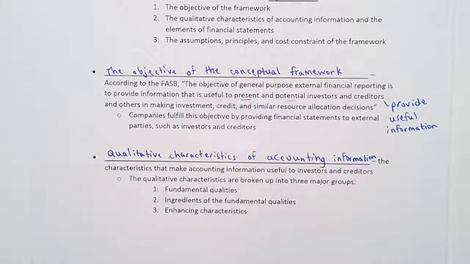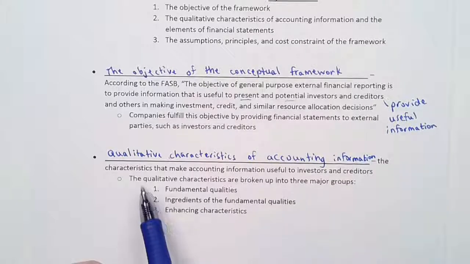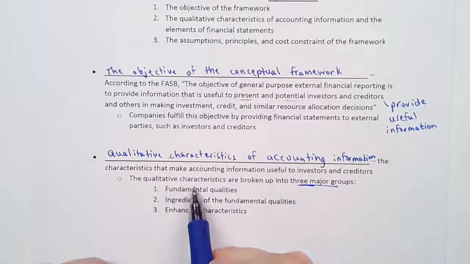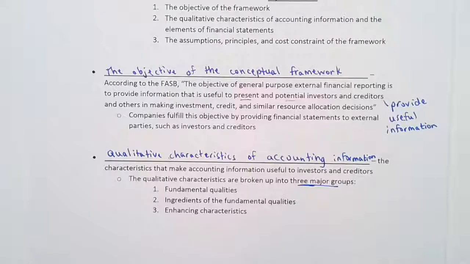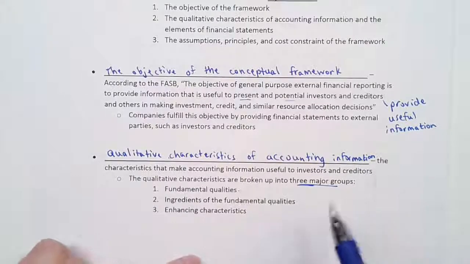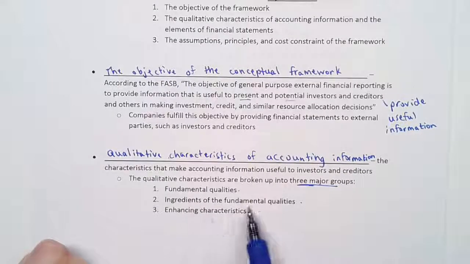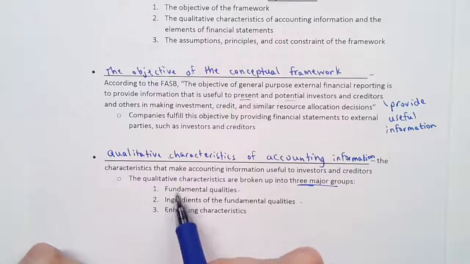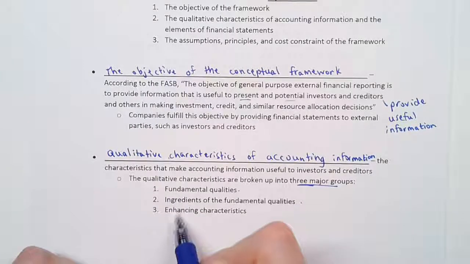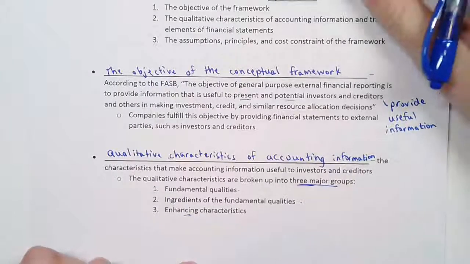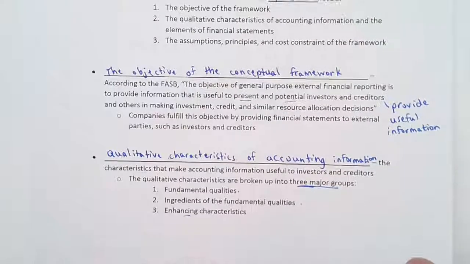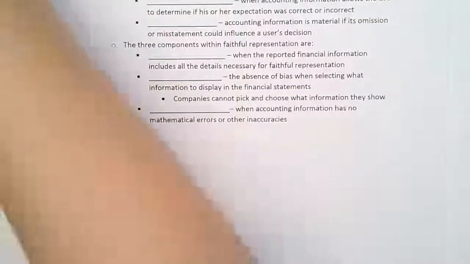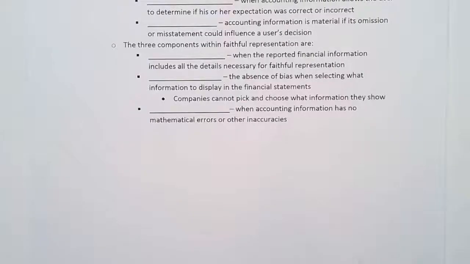Basically, there are three main groups. We have three major groups of these qualitative characteristics. The first is the fundamental qualities. Then we have ingredients of the fundamental qualities, basically a subcomponent of the fundamental qualities. And then we have this third level of enhancing characteristics. Let's dive into some of these fundamental qualities on the next page.